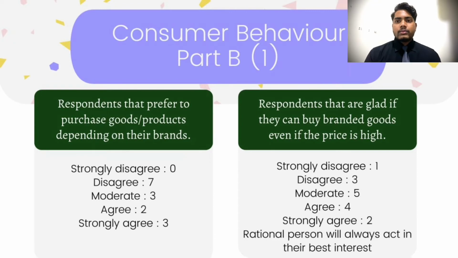So hi everyone, I'm Hasif Bin Nou Bal, metric number 287953. Today I'm going to talk about consumer behavior part 1, which is about the percentage of respondents that strongly agree or strongly disagree with each itemized question. For the first one, respondents prefer to purchase goods or products depending on their brands. According to the questionnaire, not a single person strongly disagreed with the statement, while 47% of them disagree, 20% strongly agree, 13% agree, and 20% chose moderate.